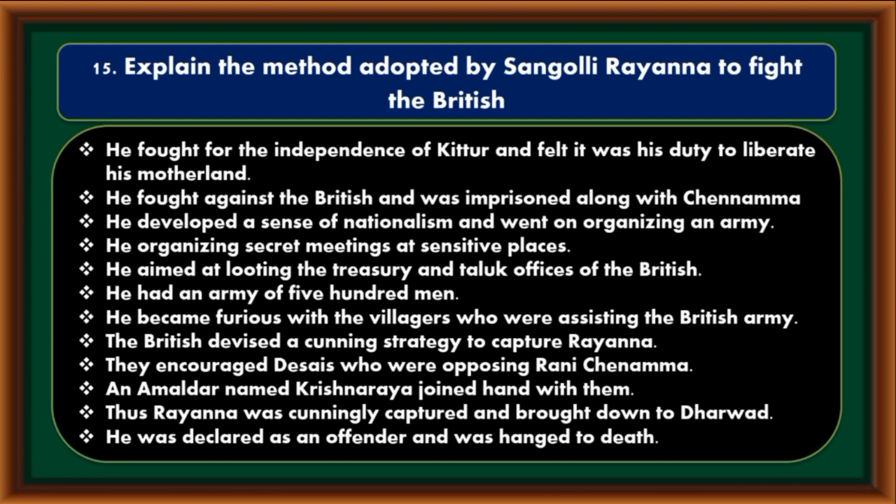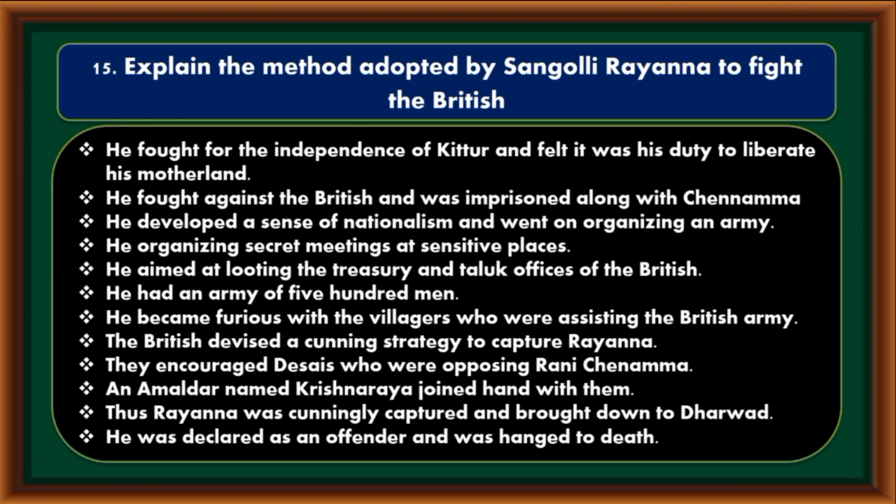Explain the method adopted by Sangolli Rayanna to fight against the British. He fought for the independence of Kittur and felt it was his duty to liberate his motherland. He fought against the British and was imprisoned along with Channamma. He developed a sense of nationalism and went on organizing an army. He organized secret meetings at sensitive places. He aimed at looting the treasury and taluk offices of the British. He had an army of 500 men. He became furious with the villagers who were assisting the British army.